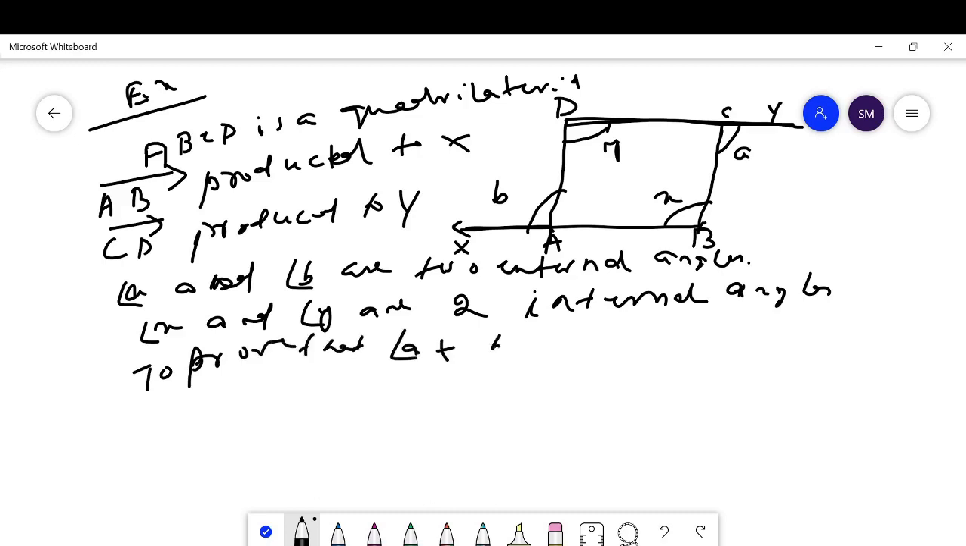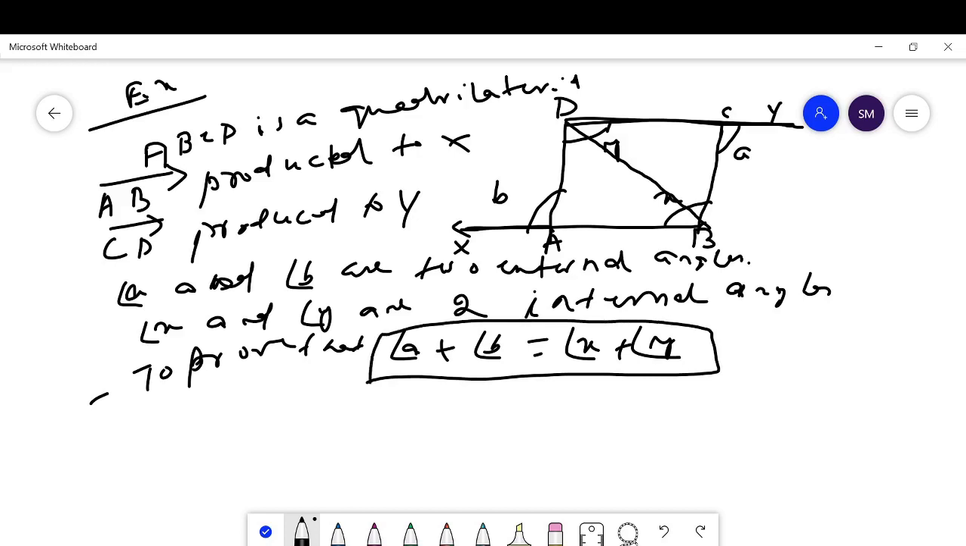Angle A plus angle B is equal to angle X plus angle Y. Here, draw a diagonal BD. Then we have to prove that angle A plus angle B is equal to angle X plus angle Y.